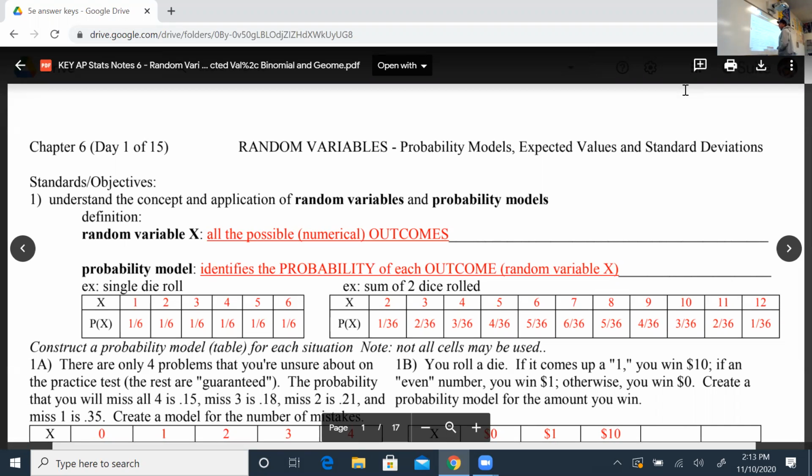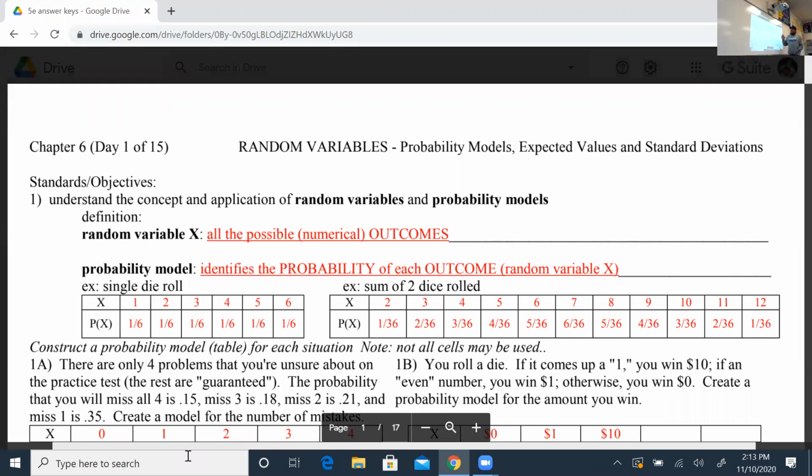All right, we got chapter 6, day 1: random variables, probability models, expected values, and standard deviations. This is not difficult at all. It's just tedious, but it's definitely not difficult. So let's see what we can do, okay?